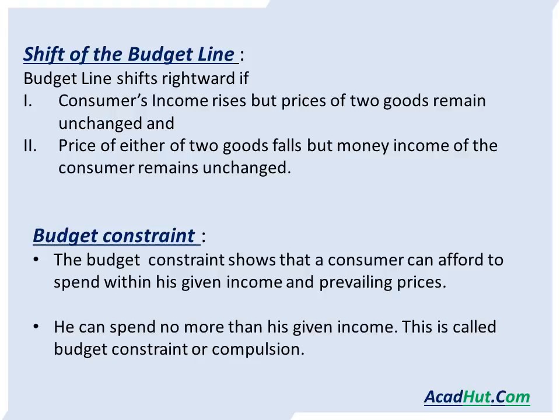Now what is budget constraint? Budget constraint shows that a consumer can afford to spend within his given income and prevailing prices. He can spend no more than his given income. This is called budget constraint or compulsion. For example, if you have 100 rupees as your budget and you cannot purchase anything more than 100 rupees, so 100 rupees is your budget constraint.